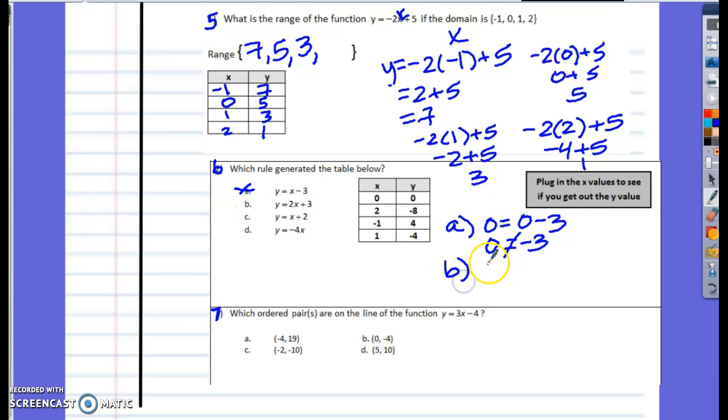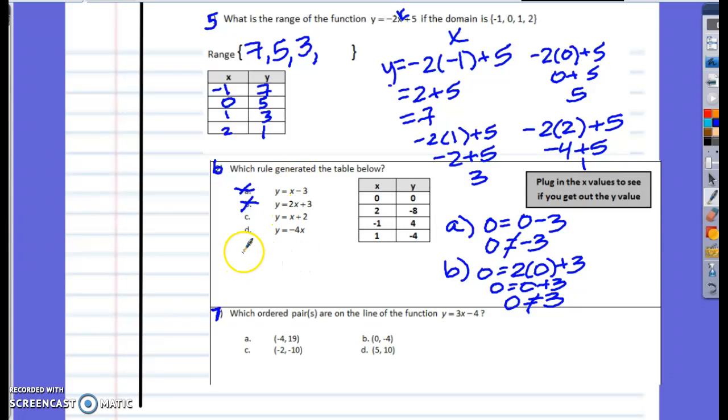Let's look at B. 2 times 0 plus 3, and that should be equal to 0. I wrote that kind of backward. Let me fix that for you. So 0 equals 2 times 0 plus 3. That would give you 0 equals 0 plus 3. Again, 0 does not equal 3, so get rid of B.